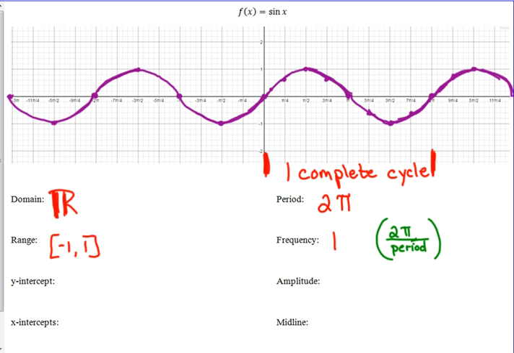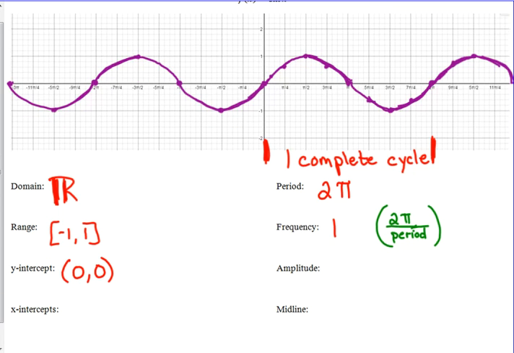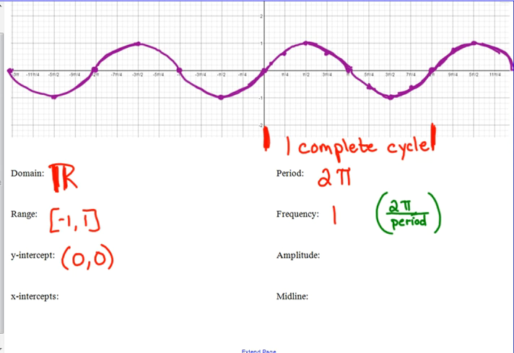Now, again, this is just the standard. We will look at what happens if we throw extra stuff into our equation here, but this is the baseline for our trig function. The y-intercept of sine of x would be 0, 0, the origin, which also means that is one of our x-intercepts, but we have a lot of x-intercepts. We've got x-intercepts at 0, pi, 2 pi, negative 2 pi.